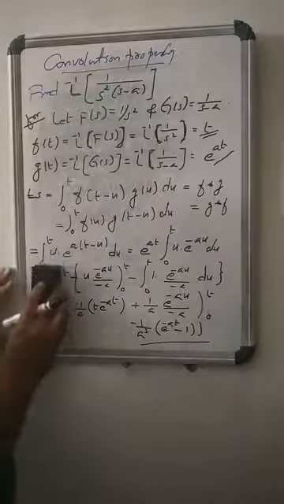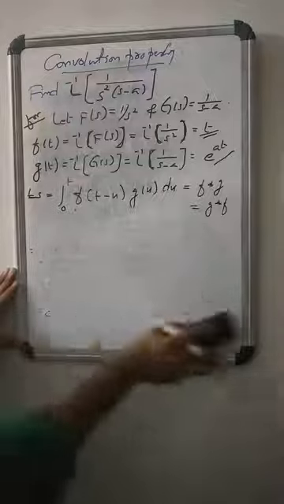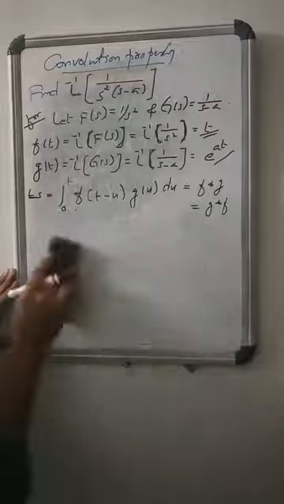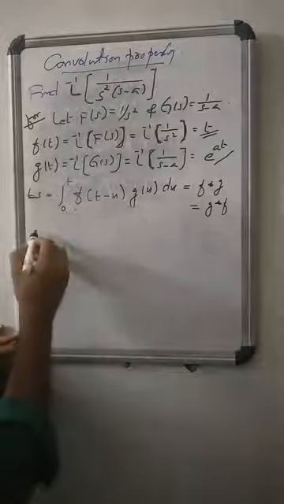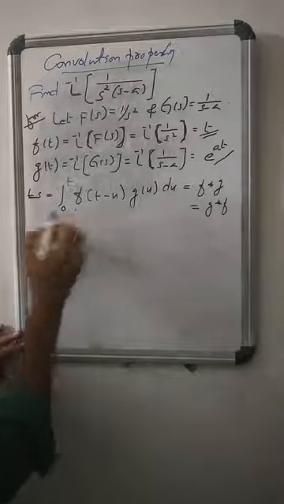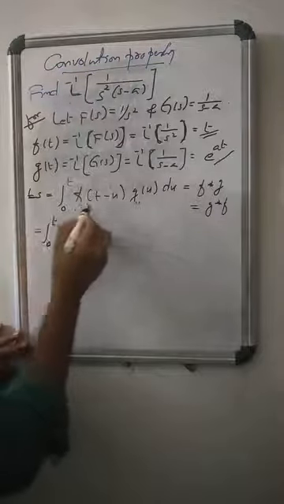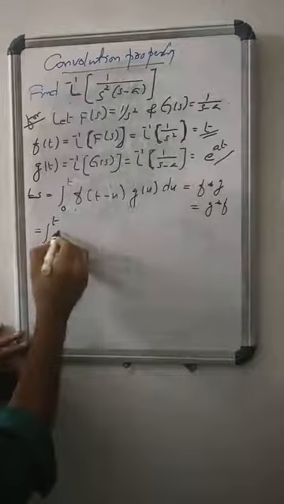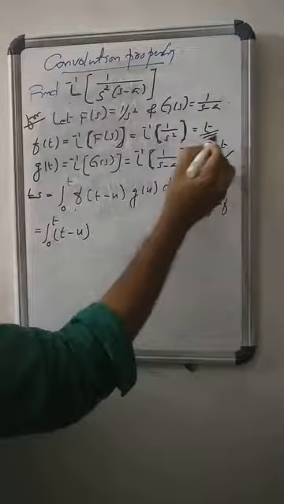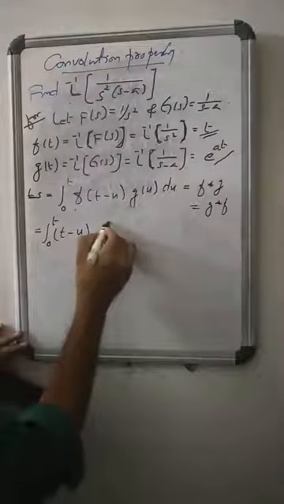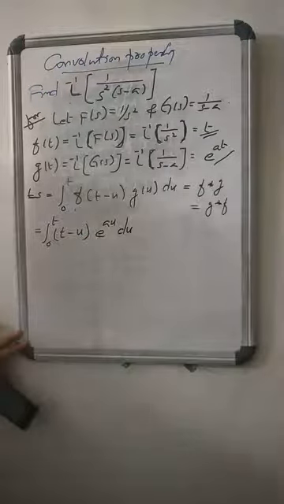What about this problem if you use the first argument? That means f of t minus u into g of u du. If you try to solve the problem by using this argument, what do you get? It equals integral 0 to t. What is f of t? t. So what is f of t minus u? t minus u. Into what is g of t? e power at. So what is g of u? e power au du.